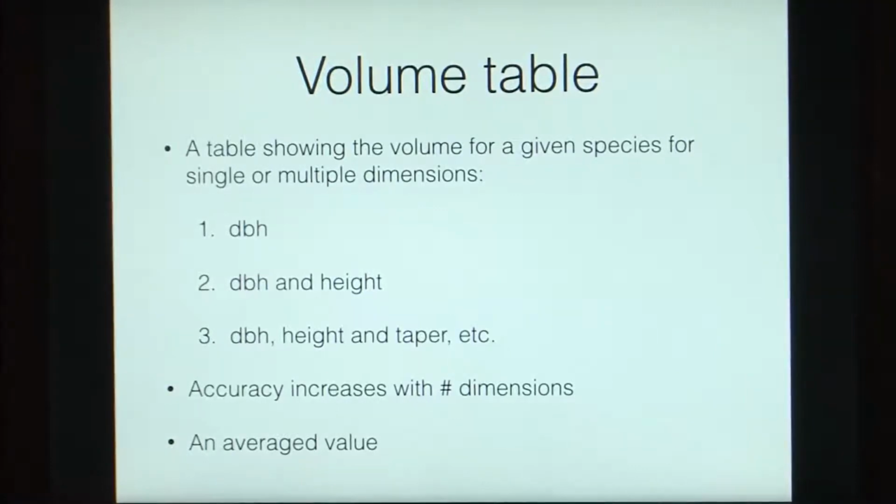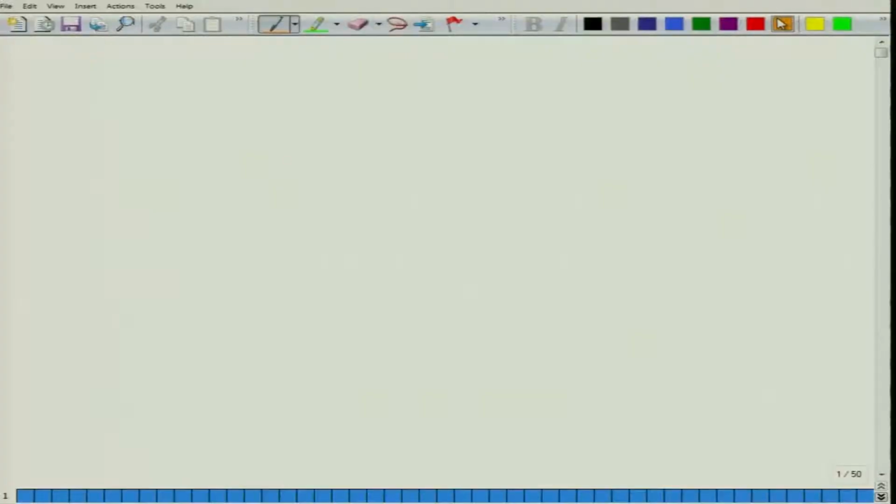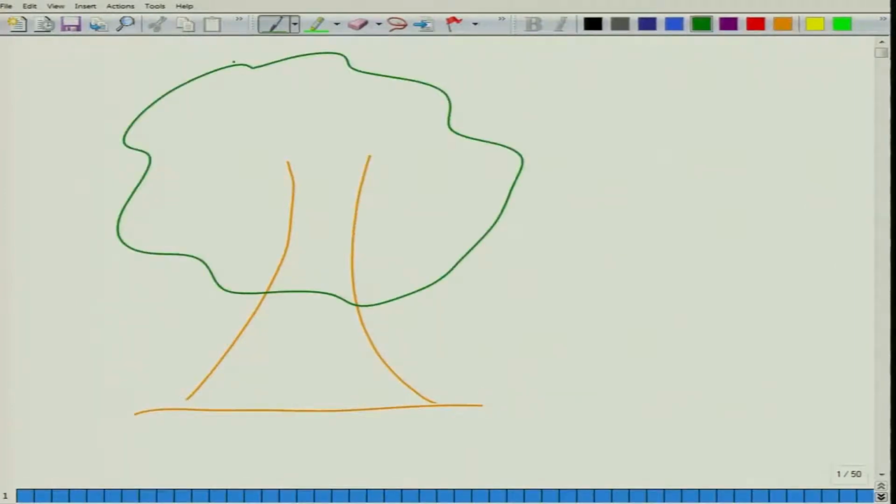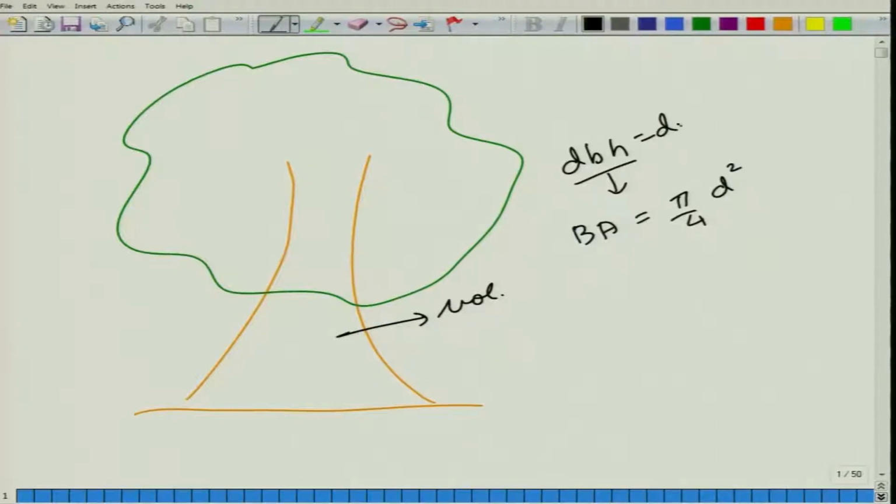So, essentially, as we have seen in this course, if you have a tree and you are interested in knowing the volume. We know how to measure the DBH. If we know the DBH, then we can find out the basal area, that is given by pi by 4 into d square, if DBH is written as d.